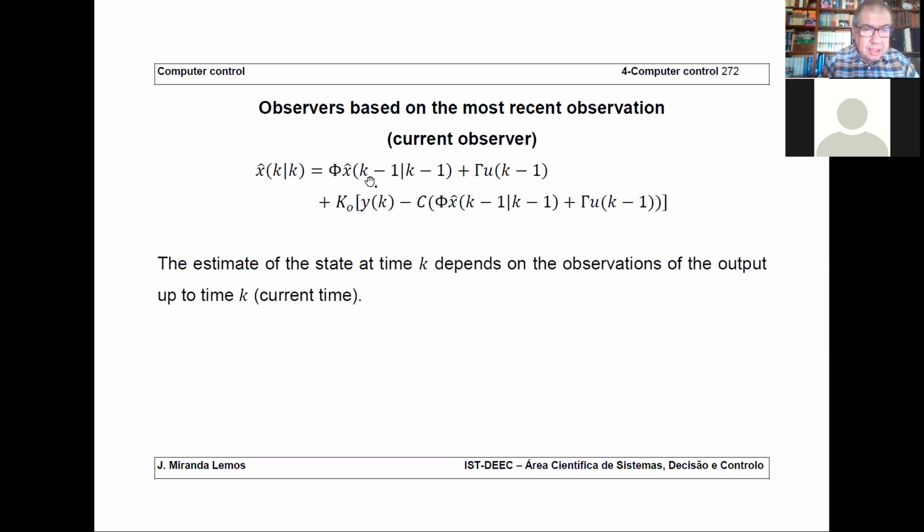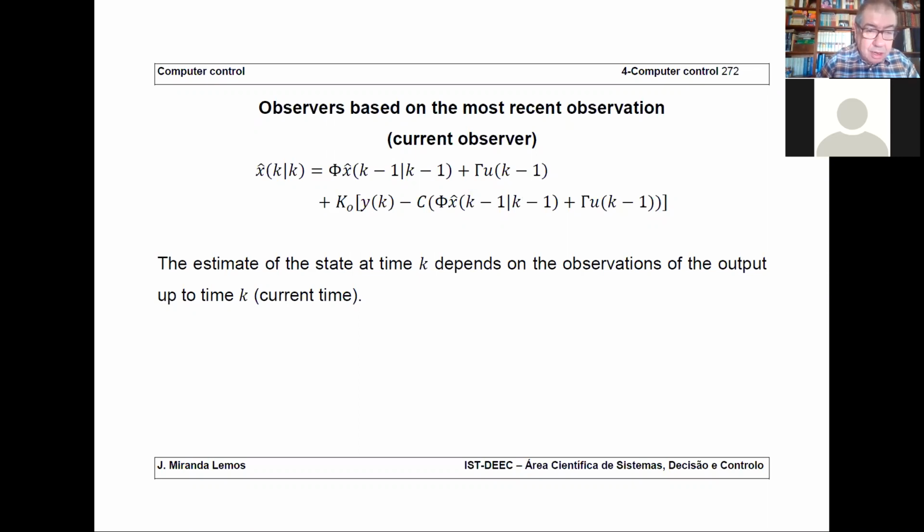So this first part is nothing more than the replica of the system. Now here we have the gain, and then y minus what y of k is expected to be. And y of k is expected to be c times x hat of k. But x hat of k, you don't have it. So what you do, you replace x hat of k by the model of the plant. So you replace x hat of k by phi x hat of k minus 1 plus gamma u of k minus 1. And this is the so-called current observer. That is to say, the observer that yields the estimate at time k based on the observations up to time k. Okay? So you have two observers in discrete time.